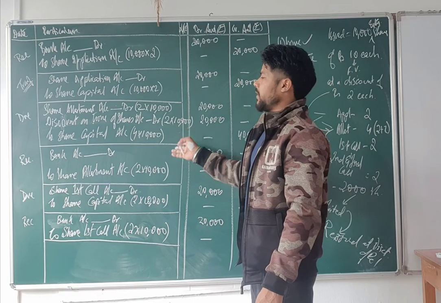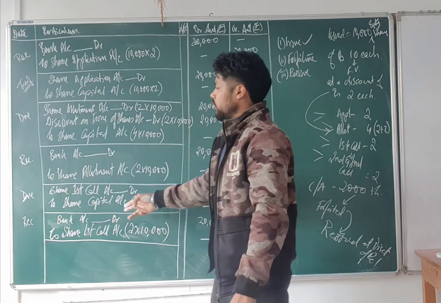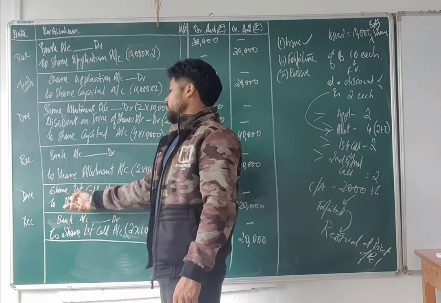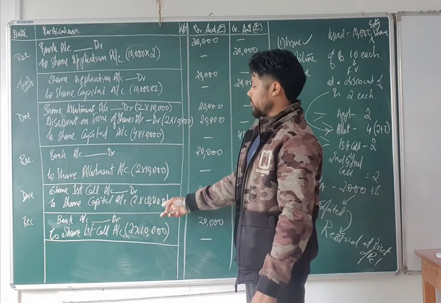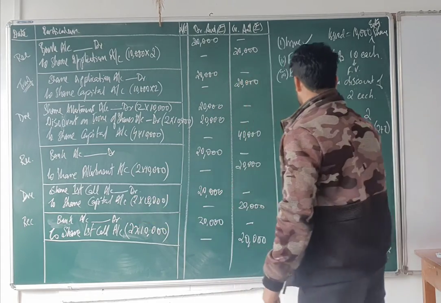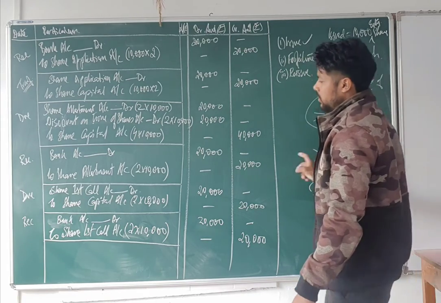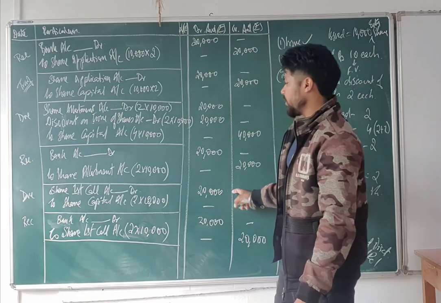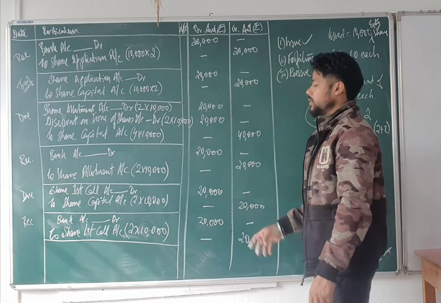Okay. Besides, you will never have discount and premium here. So you will have normal entry. So due entry for first call is share first call account debited to share capital account. Number of shares 10,000. Okay. And the rate is given here for first call rupees 2. So 2 into 10,000 we got 20,000, 20,000.